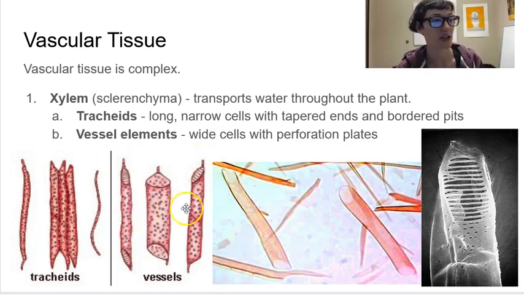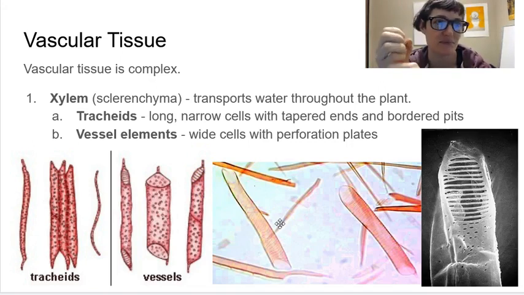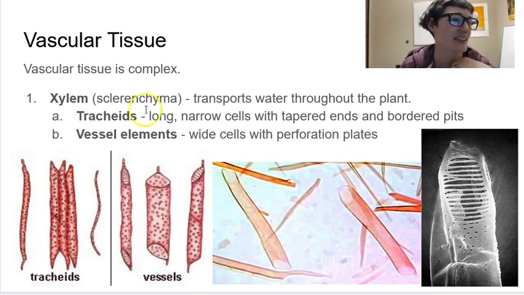There can still be water transferred between those bordered pits, but the main water transference just occurs through these perforation plates at the ends. They're super wide. But again, with anything, there's no good size definition for this. Vessel elements can be just as narrow as tracheids or far wider. But when you see a really wide cell, you know it's a vessel element. And tracheids won't have these large perforation plates at the end.